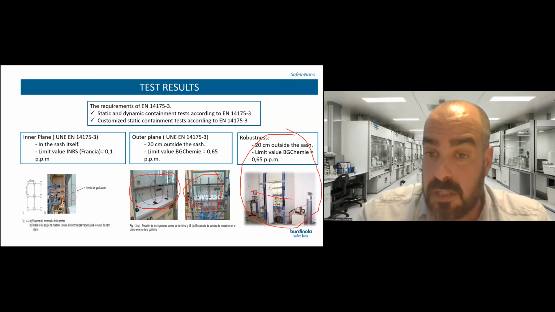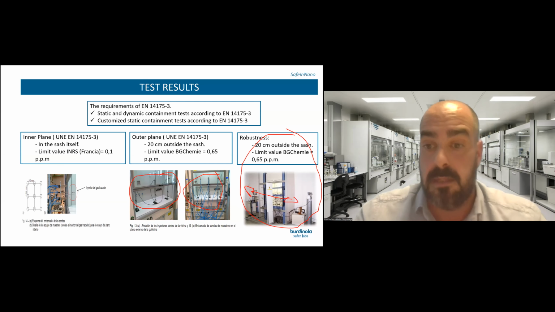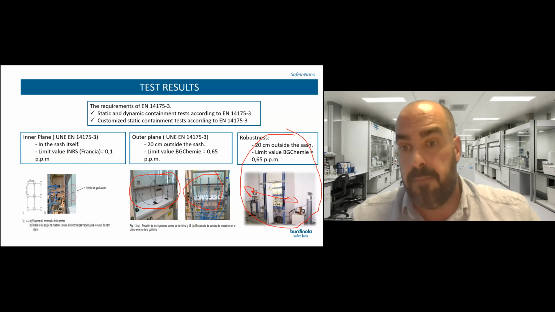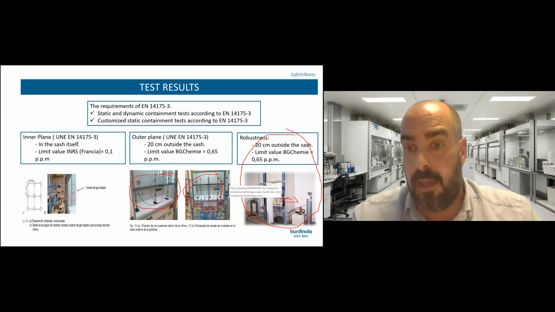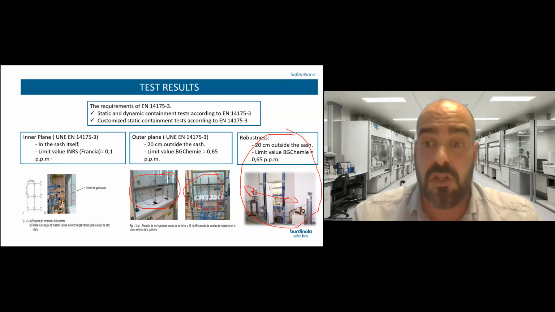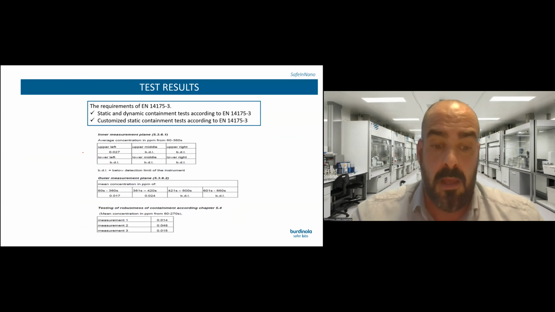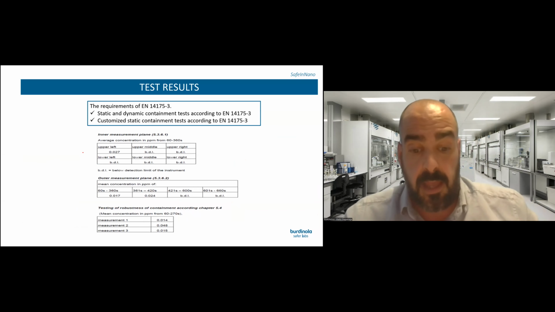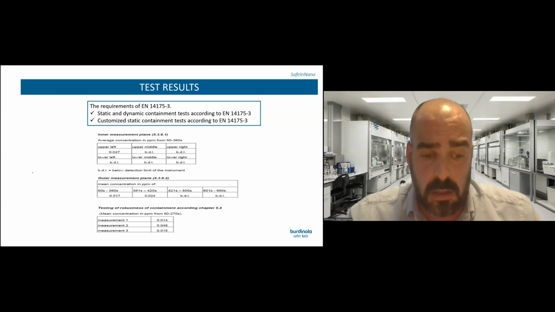We move this board in both directions, so we generate a turbulence in front of the fume hood or the nanochamber, which is the equipment that we have tested, and check if the solution is robust. In this case, the result is quite good.